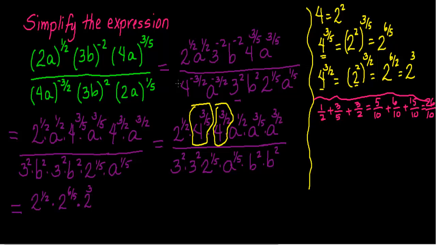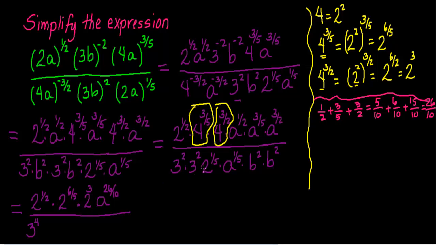So that means that I'll have a raised to the 26 over 10 power. That's my numerator. And in my next step, I'm going to add these exponents because I have the same base, okay? In the denominator, I have 3 to the second power times 3 to the second power. I have the same base. I can add exponents. This will equal 3 to the 4th power.